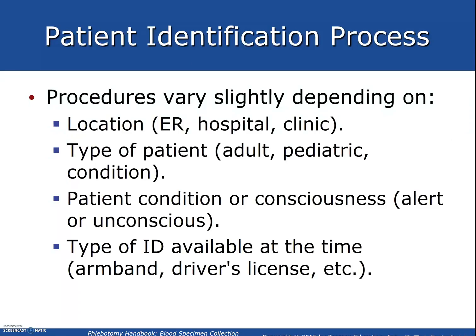Procedures do vary slightly depending on the location. ER, hospital, and clinic settings might have different procedures and policies in place. They have different types of patients, so adults, pediatrics, patient conditions, or consciousness. So we might have some patients in the ER setting that come in unconscious. So how we ID them is going to be drastically different, and the type of ID available at the time, whether it be an armband or driver's license.